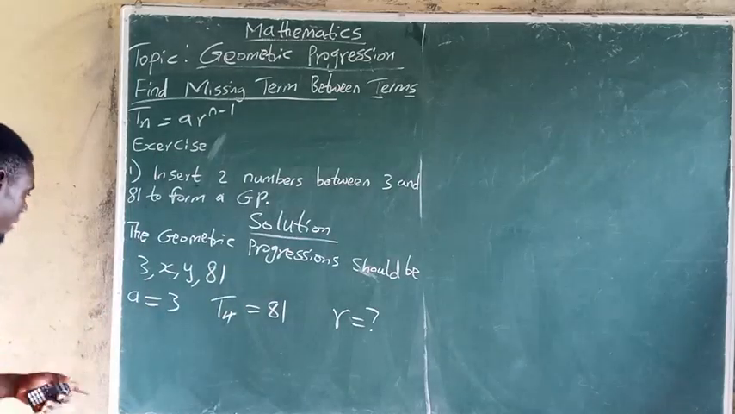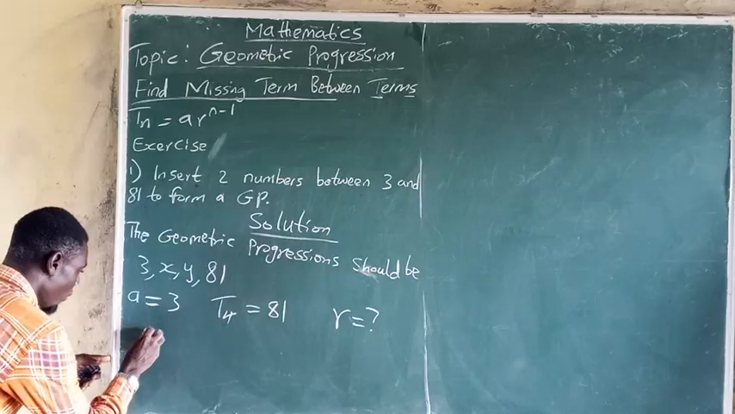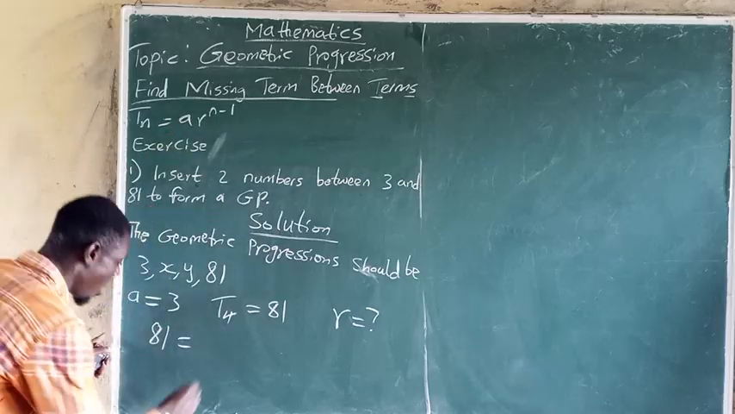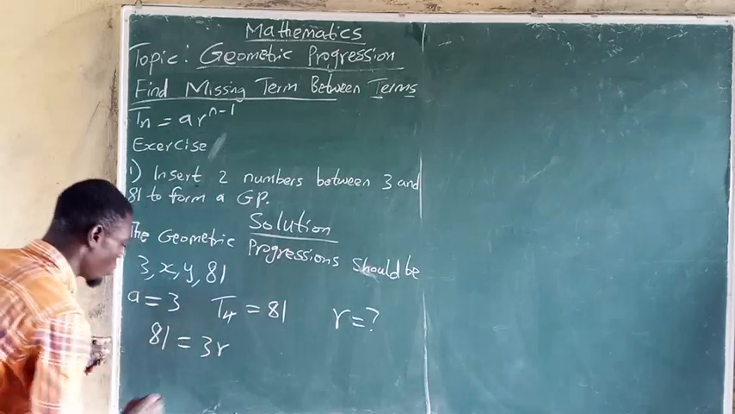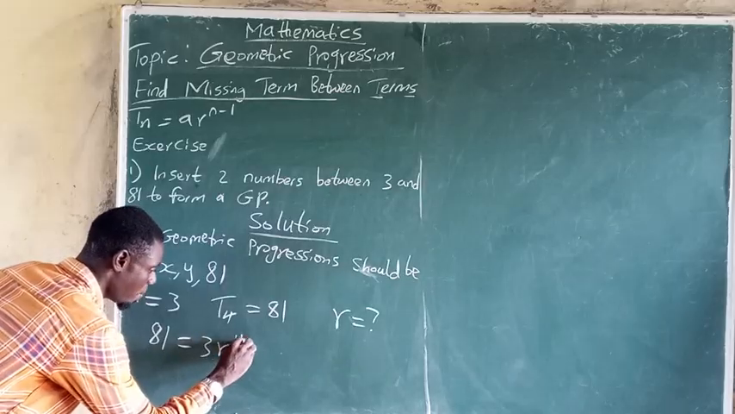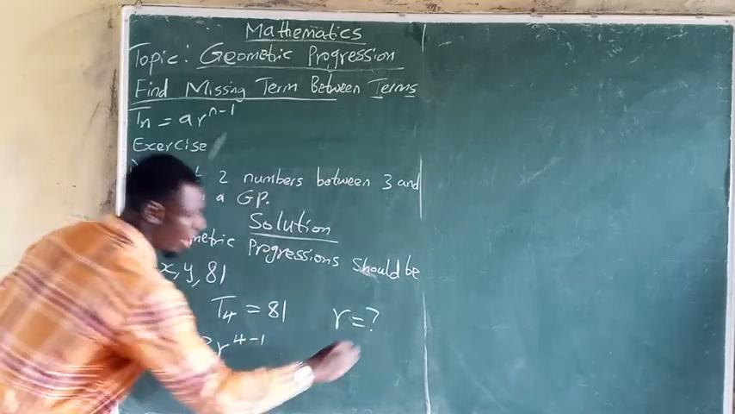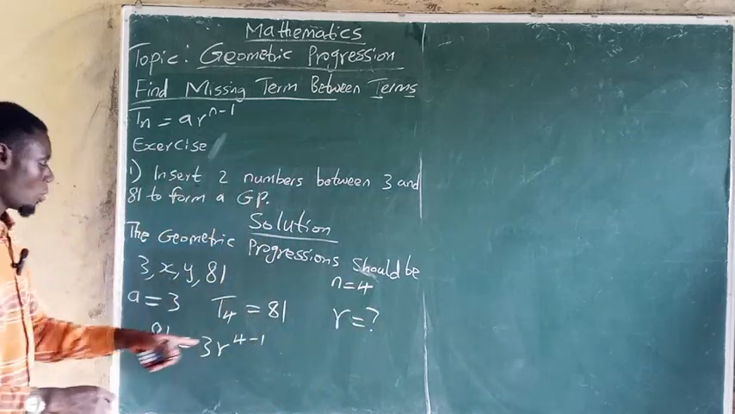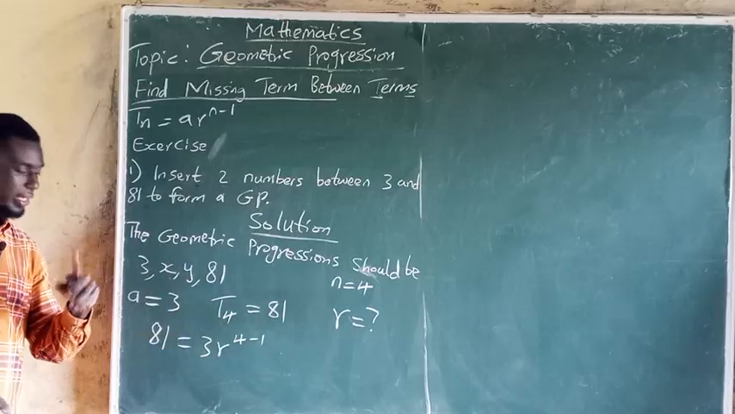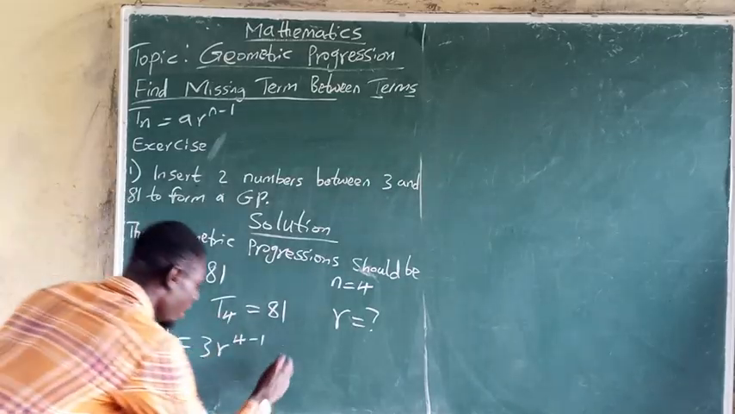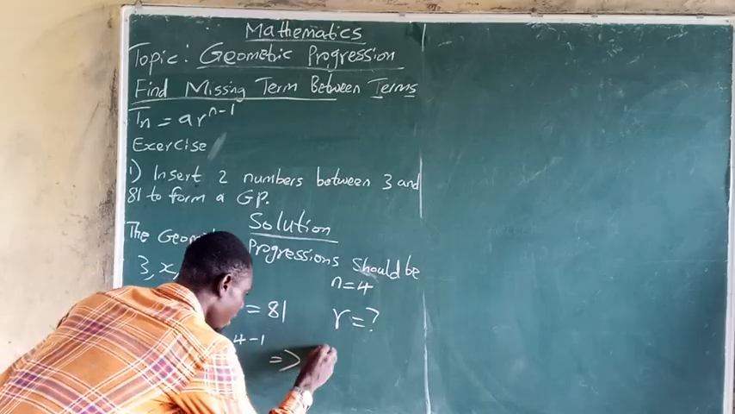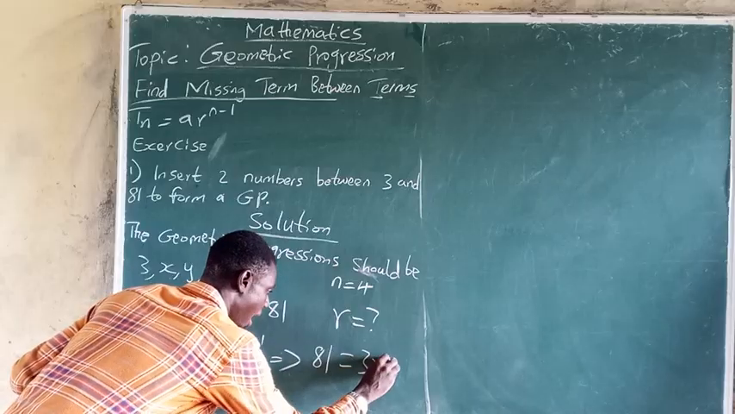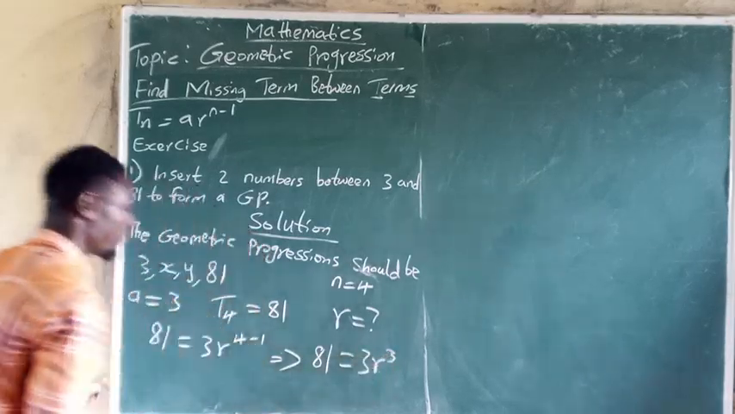Now, let's dive in. We have the fourth term, which is 81, is equal to, using the formula, our first term is 3, our r is unknown, raised to the power of n minus 1. Remember, our n here is equal to 4 because we want to look for the last term, which is the fourth term. So this implies that we have 81 is equal to 3r raised to the power of 3.